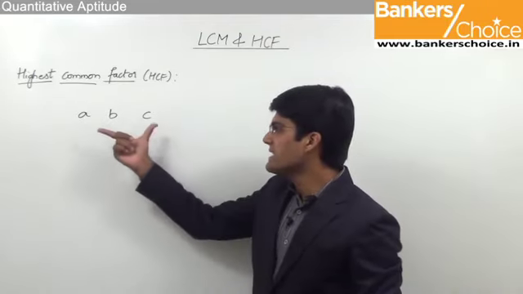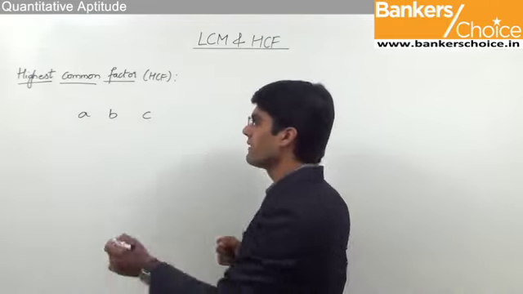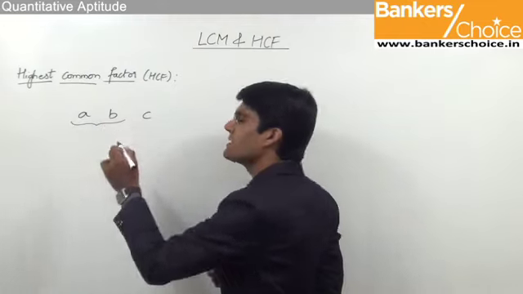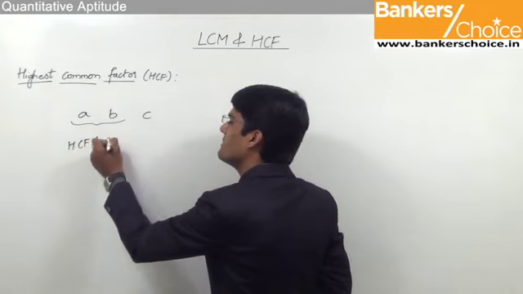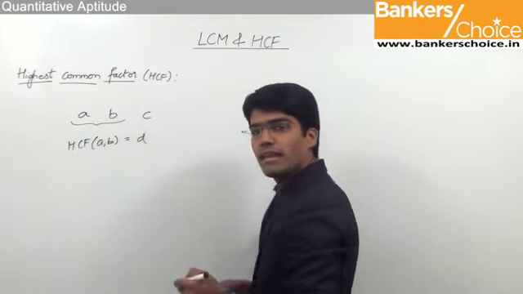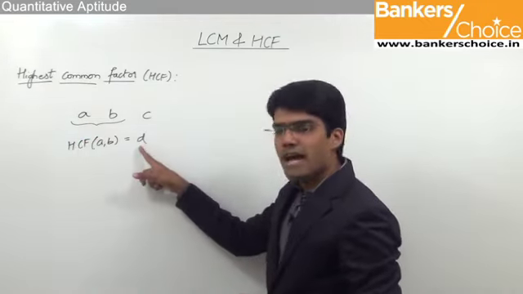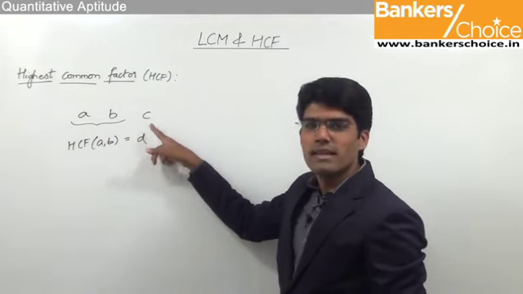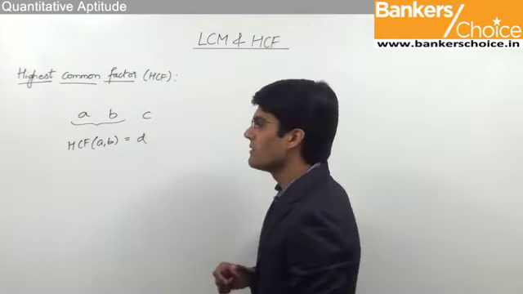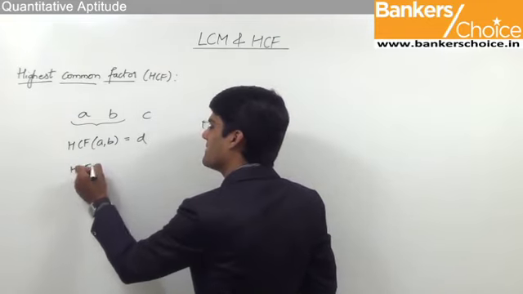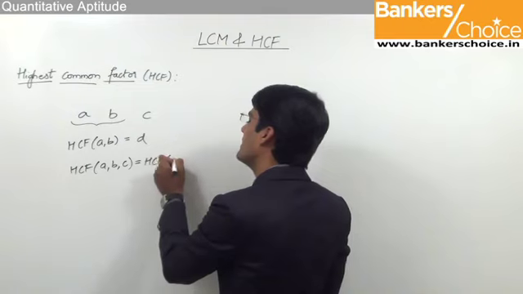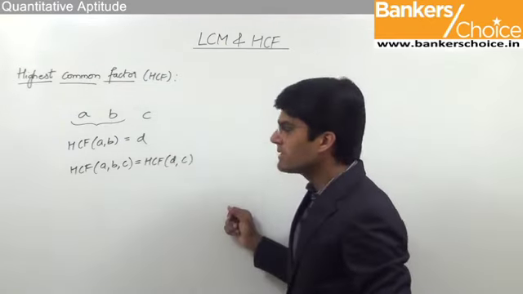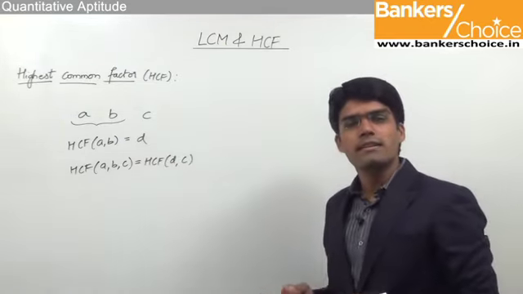So to find out the HCF of 3 numbers, what we need to do here is, first of all, consider the 2 numbers A and B and find out the HCF. Let's say the HCF of A and B is equal to D. And then we need to take this answer with the left out number C and find out the new HCF. So the final answer, that is HCF of A, B, C, will be equal to HCF of D and C.